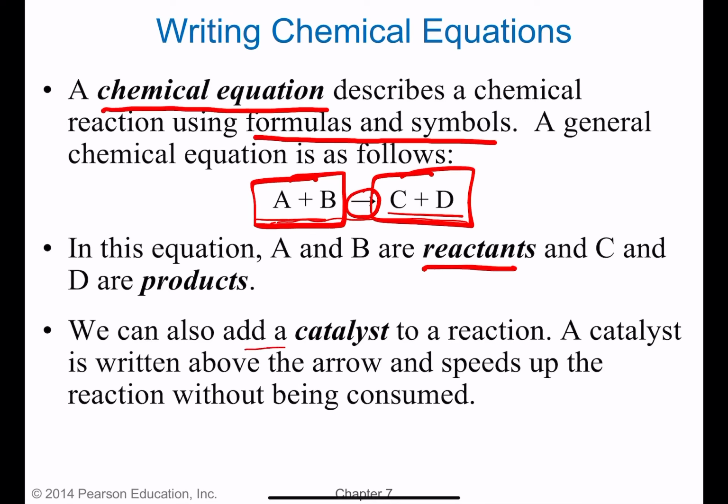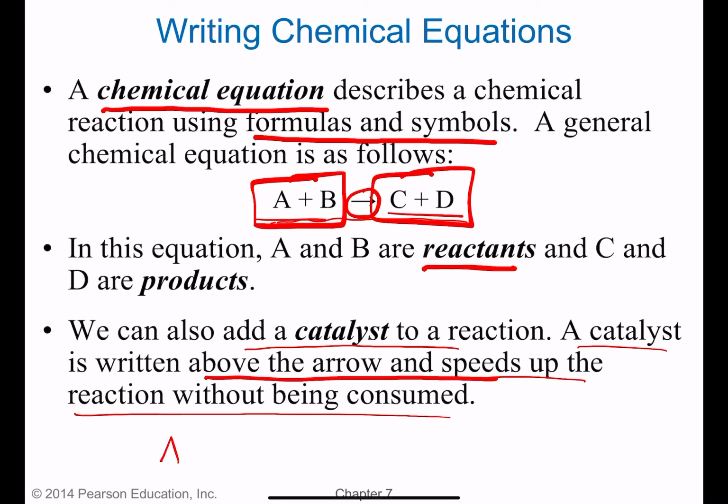We could also have a catalyst. We could add a catalyst to a reaction. A catalyst, if we had one, would be written above the arrow. What catalysts do is they speed up the reaction without actually being consumed. If we had a catalyst for this reaction, let's say the catalyst we're calling E, we would write it above the arrow like this. Again, catalysts speed up the reaction, but they're not actually consumed in the reaction. They're used, but then they're regenerated later.